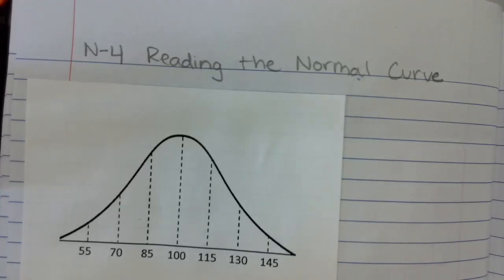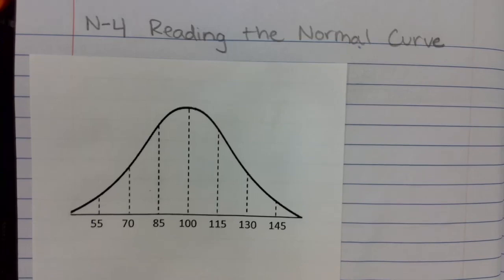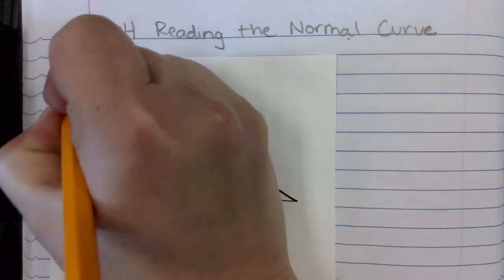Doesn't really tell us what this data is about, so we're not going to label it because I don't know what it's about. I just came up with some numbers. All right. First off, what is our mean of our data here?